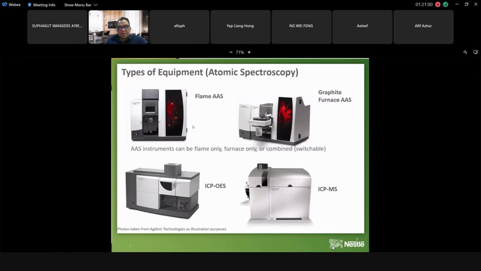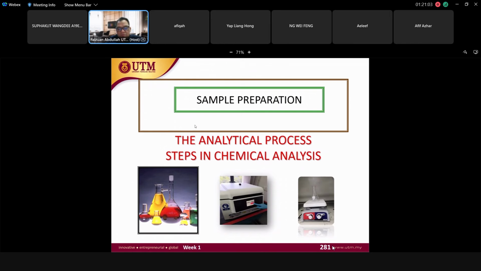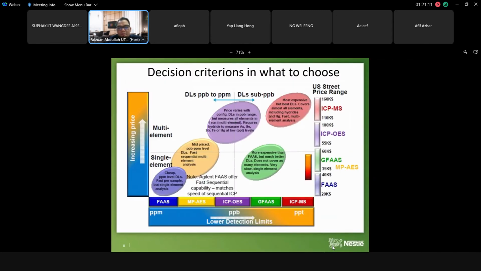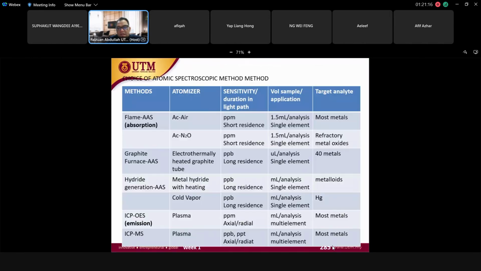In the analysis in spectroscopy methods, we have to prepare the sample accordingly, right? We know that all instruments have different detection limits. As you can observe, all instruments have two parts: the atomization part and also the detection part. For example, flame AAS: the atomization part is the flame and the detection part is AAS, atomic absorption.